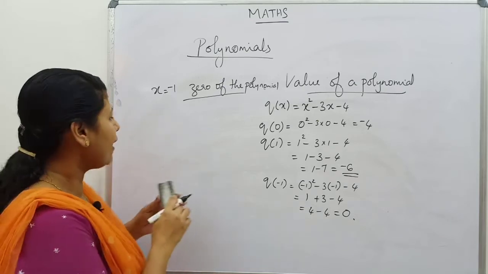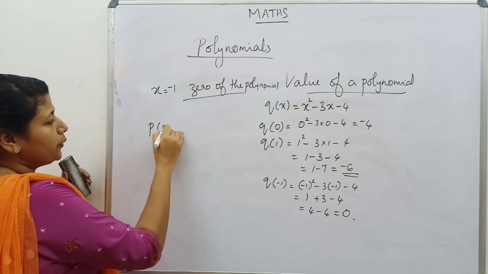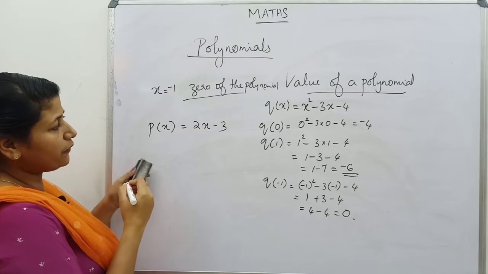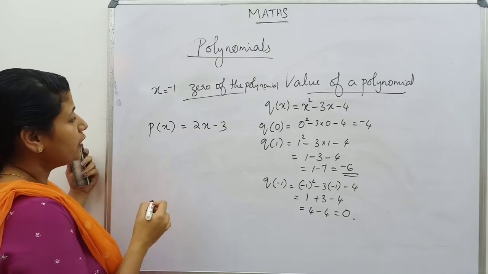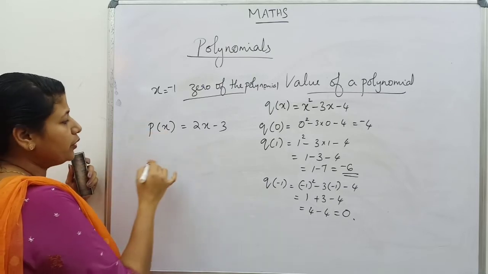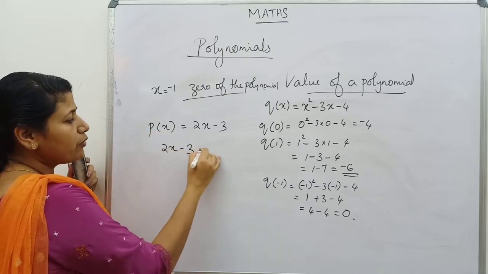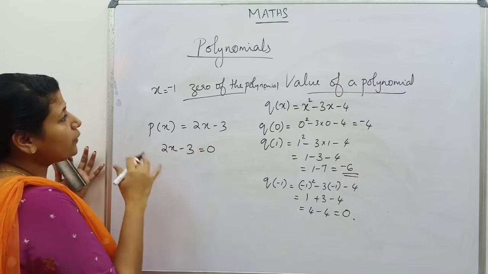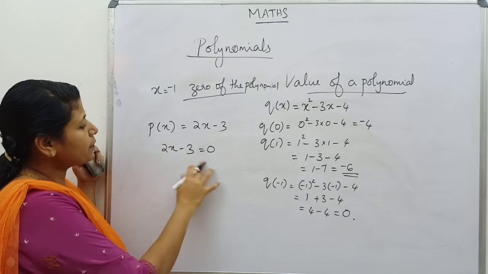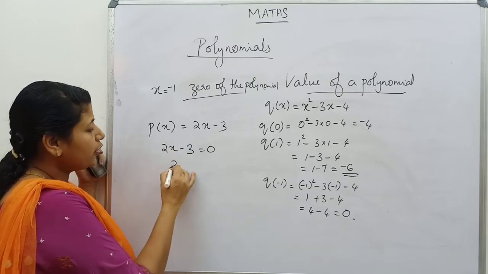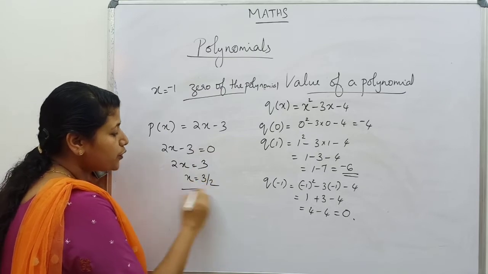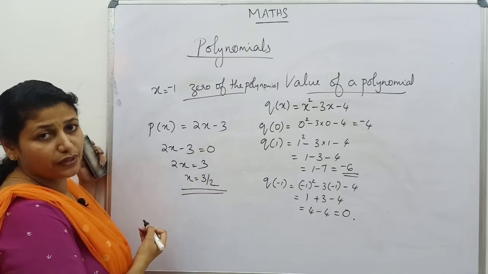Got it? If you have another polynomial p of x equal to 2x minus 3, can you find the 0 of this polynomial? Which is very simple: 2x minus 3 should be equal to 0. Am I right? Then only you will get the 0 of the polynomial. So you can substitute 2x minus 3 as 0. Then you will get 2x equal to 3, then x equal to 3 by 2. So here 3 by 2 is the 0 of the polynomial.